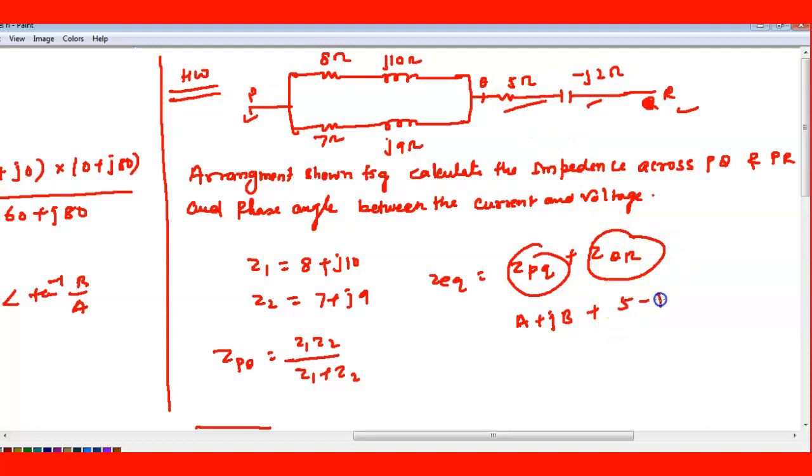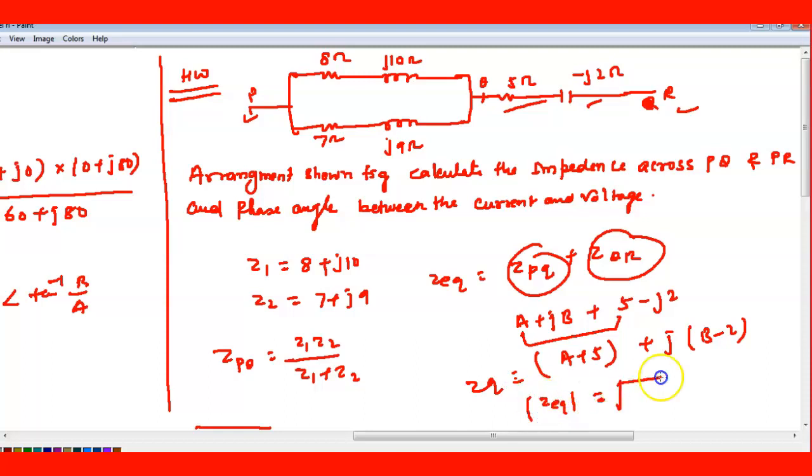Okay, 5 minus j into 2. So this one a plus 5 and plus j into b minus 2, whatever comes. Okay, then you can find the total Z equivalent magnitude, the square root of this one whole square plus b minus 2 whole square, and the phase difference also you can find. Any doubt in there?